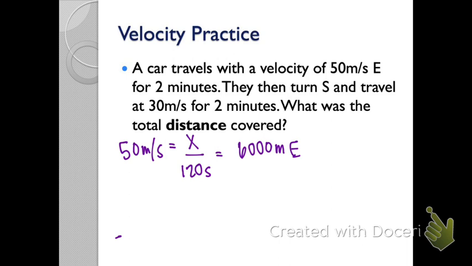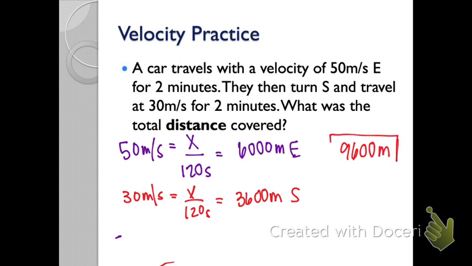Second leg of my trip was 30 meters per second equals x over 120 seconds. So 30 times 120 gives me 3,600 meters. And what was my direction there? South. If I'm just asking for distance, do I have to include a direction? No, I don't, right? Distance means no direction. So what's my distance covered? How would I find that? I'm just going to add them together. So 9,600 meters. And can I put a direction on that? I can't do it because I went 2 different directions.